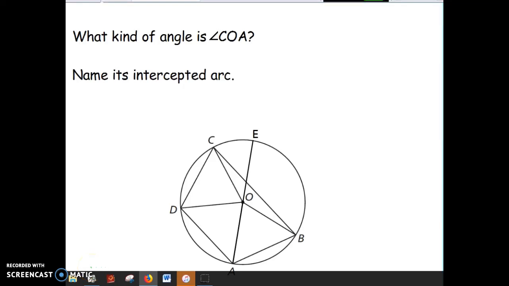On this page, we just want to identify what kind of angle we see. So if you find angle COA, we just want to name whether it's a central angle or an inscribed angle, and then we want to find out what its intercepted arc is.